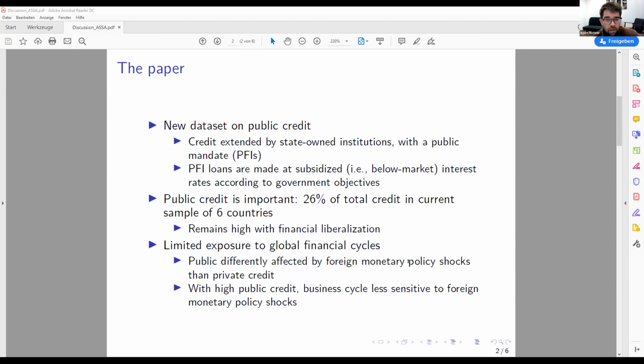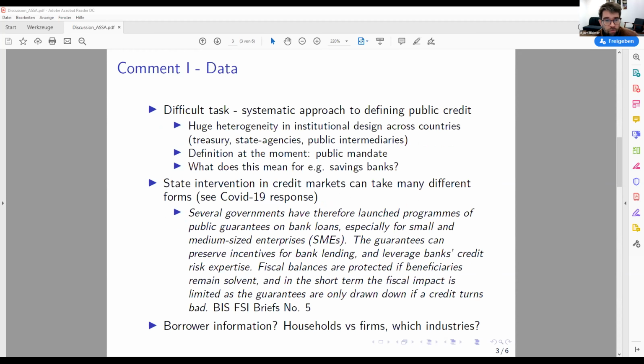And he has two findings in the paper. He only presented one here. So the first finding is that public and private credit markets are differently affected by foreign monetary policy shocks. And the second one is that the dependence on public credit also matters for the output consequences of foreign monetary policy shocks. And so I have three main comments.